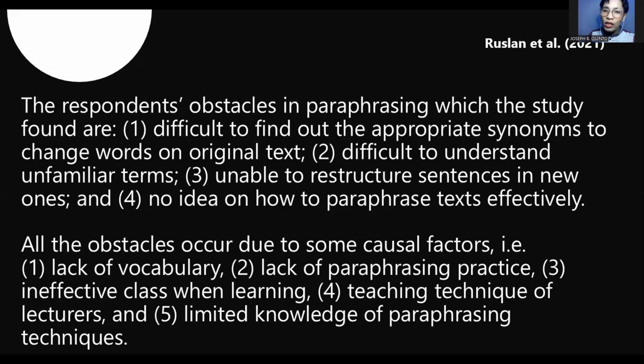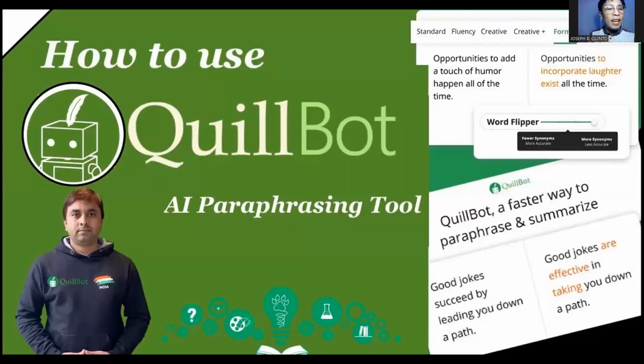You're already in college, meaning you've had a series of research endeavors, so the skill in paraphrasing must already be instilled. To add, all these obstacles occur due to causal factors like, one, lack of vocabulary, two, lack of paraphrasing practice, three, ineffective classes when learning, four, teaching techniques of lecturers or thesis advisors, and five, limited knowledge of paraphrasing techniques. But there's a way to ensure that you can paraphrase. And how can we do that?